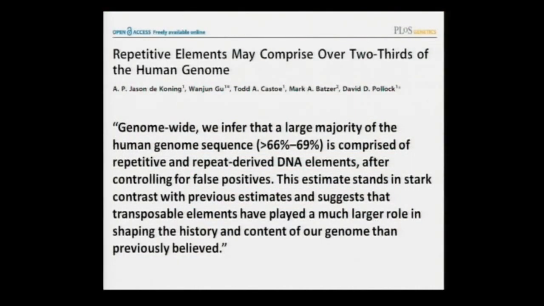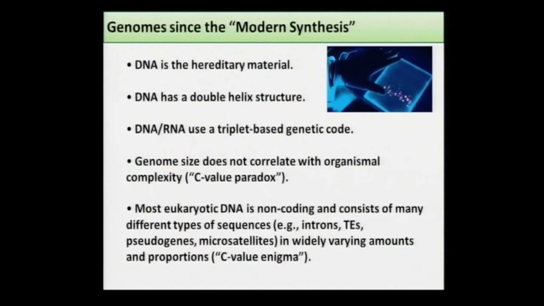I said about 45%. This new estimate suggests it's probably more like 65 or 70% of the DNA, which is not very surprising. And I do want to point out, this was actually alluded to, some of the things that we now know, including this idea of transposable elements, of non-coding DNA, and so on, some things that we have learned since the modern synthesis. DNA is the hereditary material, as we heard. DNA has a double helix structure. DNA and RNA use a triplet-based genetic code. Genome size does not correlate with complexity. Most eukaryotic DNA is non-coding.